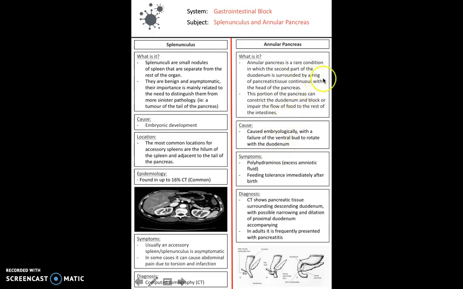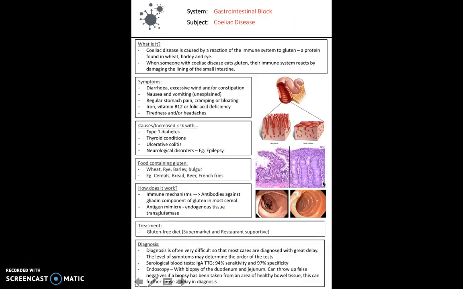It is embryologically caused. It's a malfunction of the GI development. For more information on the GI development, go to the physiology videos that are at the top of the page on the website. So it is an embryological malfunction. So symptoms, it can cause polyhydramnios, so excess amniotic fluid, so it can be detected early on, and it can cause feed intolerance immediately after birth as well.